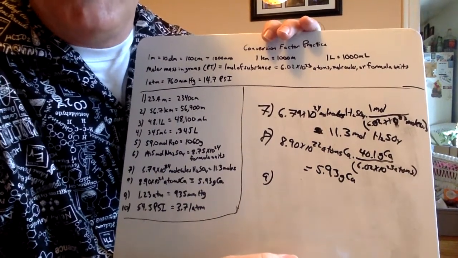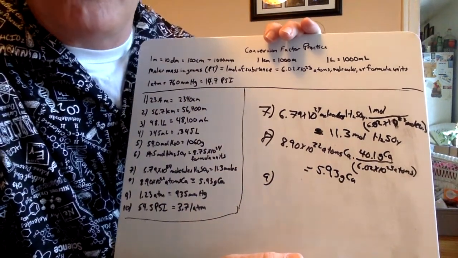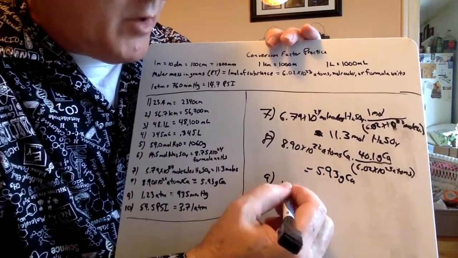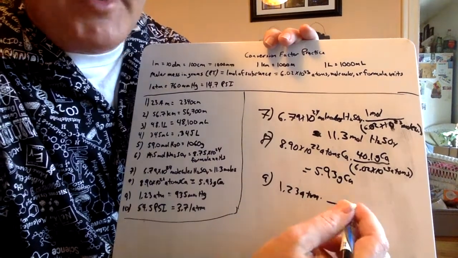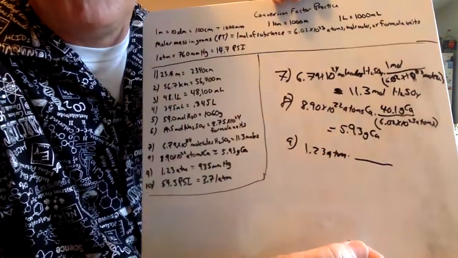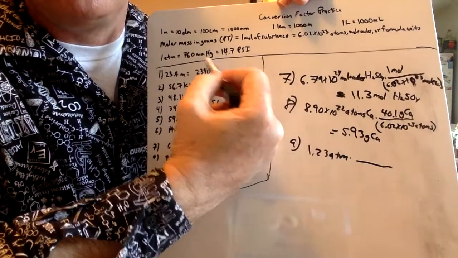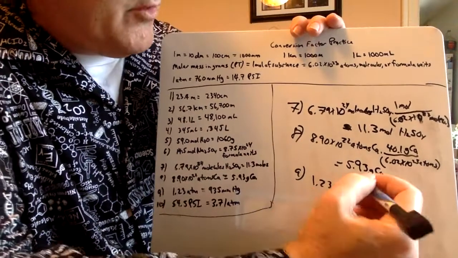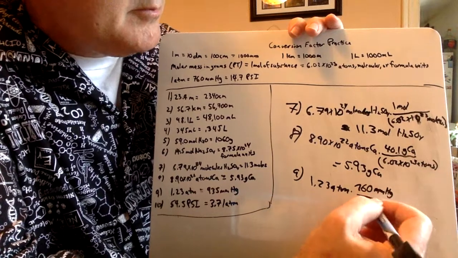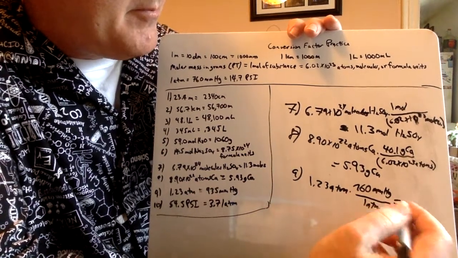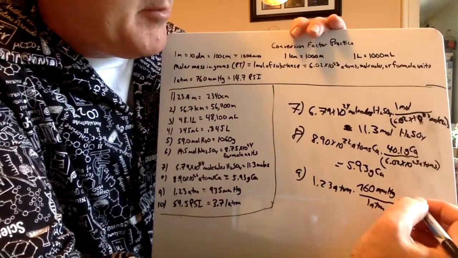Okay, number 9. A couple of conversion problems for pressure. We had to do these in the gas law unit. We're changing 1.23 atmospheres to millimeters of mercury. And the millimeters of mercury conversion factor is up here. It's 1 atmosphere equals 760. So that means 760 goes on top. 1 atmosphere goes on bottom. Final answer, 935 millimeters of mercury.